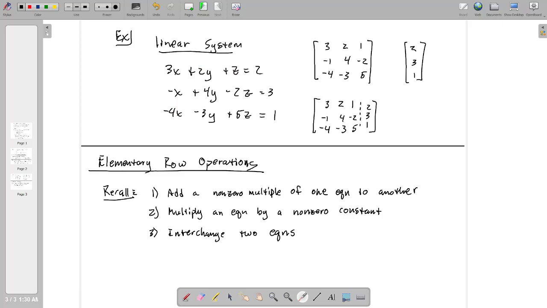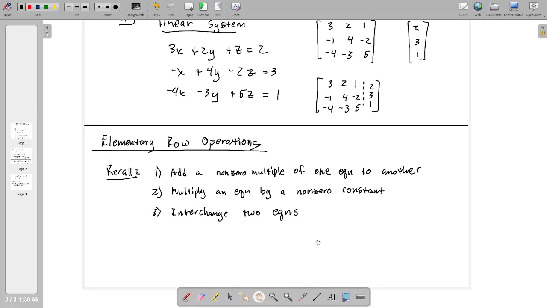This first column is 3, -1, 4. These three numbers are the coefficients for the x variable in our system. The middle one, 2, 4, -3, are the coefficients for the y variable in our system. And lastly, 1, -2, and 5 are the coefficients for our z variable. So each column is representative of a single variable that is common in our system of equations.